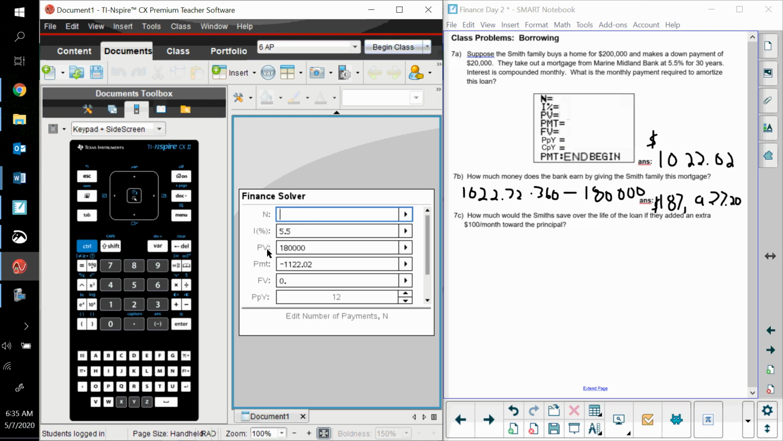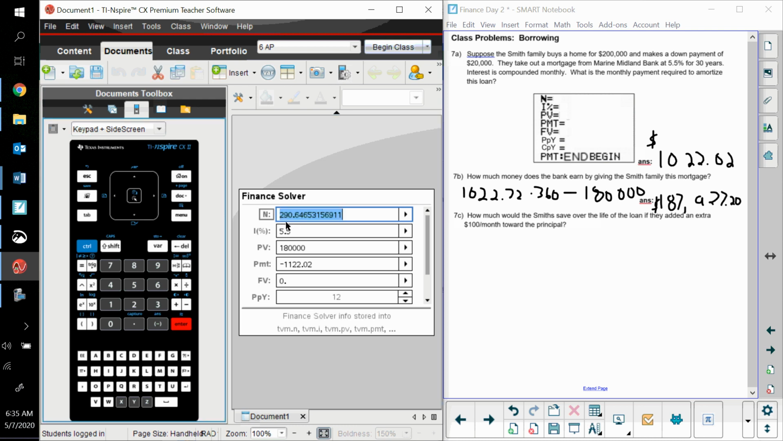And let's see, how long would that take to pay off the loan? So let's go over to N, and we'll hit enter. So we got 290.65 about. So it's 290.65 months times our new monthly payment of 1,122.02.